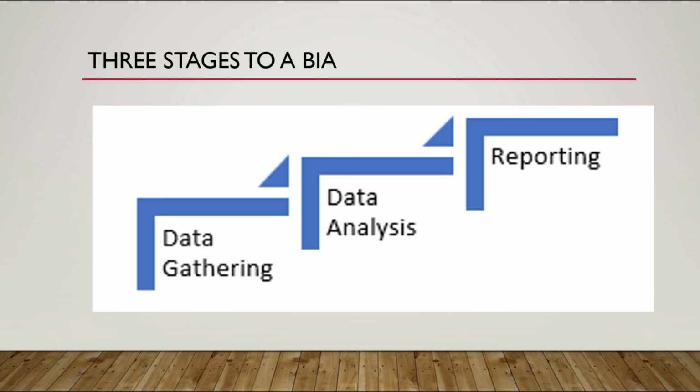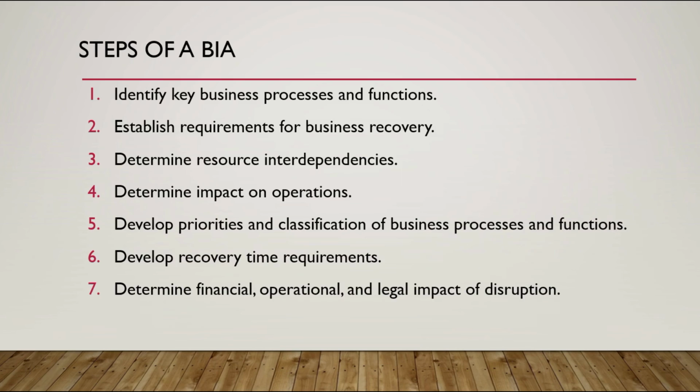There are three basic stages to a BIA. First of all, you have to gather all the information. Then you're going to have to analyze that information and, of course, report on that. The steps seem simple. It's 7 steps in all.